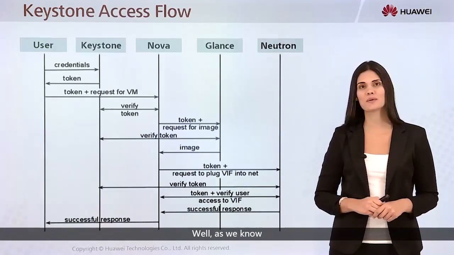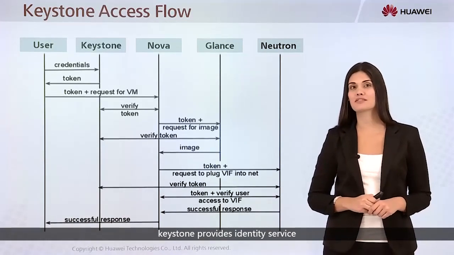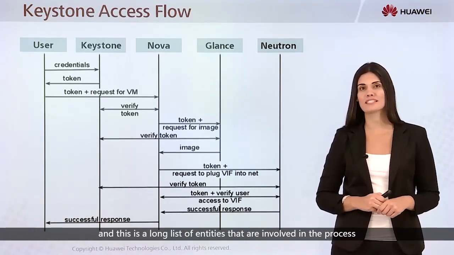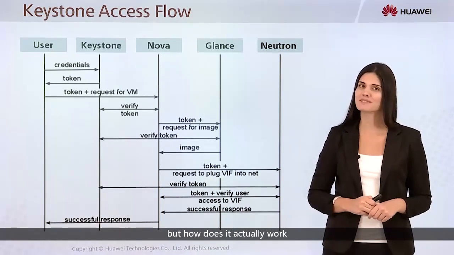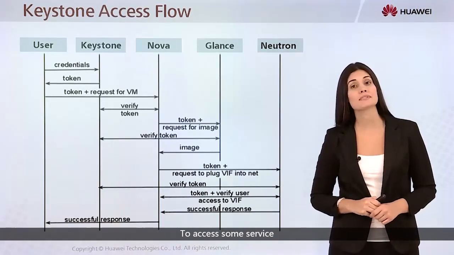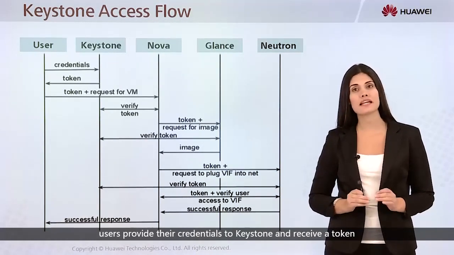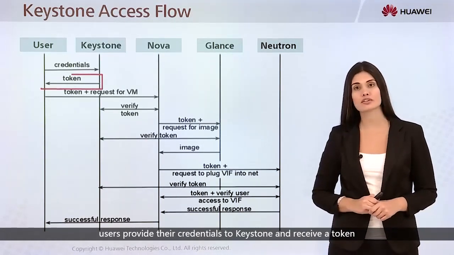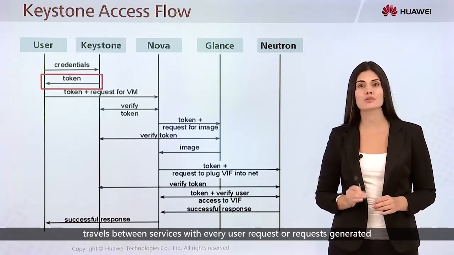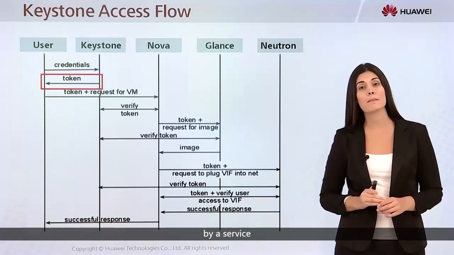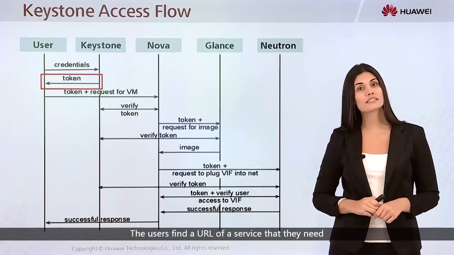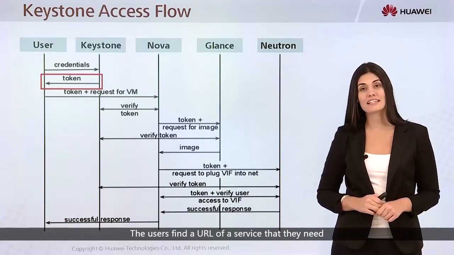Well, as we know, Keystone provides the Identity service, and this is a long list of entities that are involved in the process. But how does it actually work? Here is a rough diagram of this process. To access some service, users provide their credentials to Keystone and receive a token. This token travels between servers whenever a user request, or a request generated by one service to another service, is made to process the user's request. The users find the URL of the service that they need.